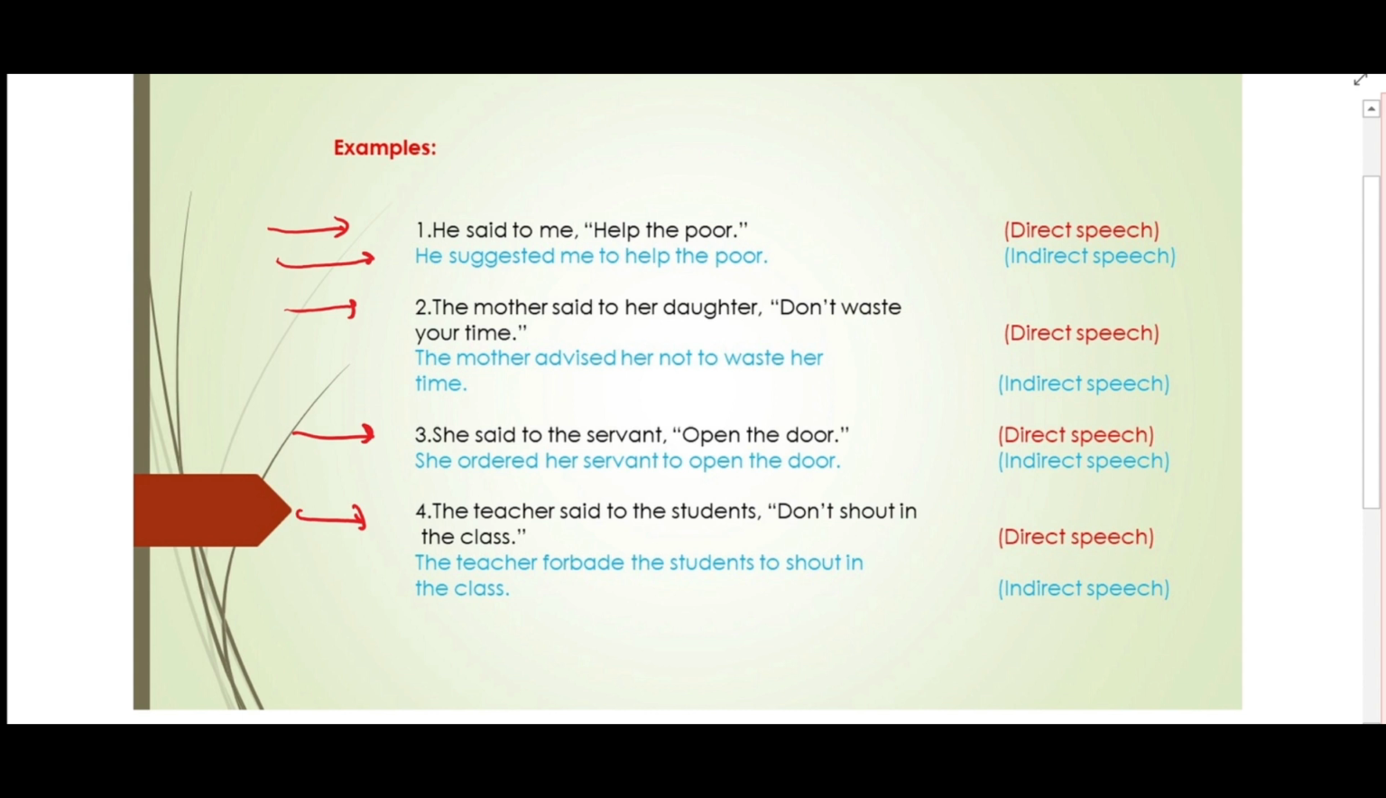Fourth and last example: the teacher said to the students, don't shout in the class. Again, this is a negative sentence and we have changed it into forbade. So the word said is changed into forbade. Now I told you that whenever we use the word forbade, we don't use the word not again in the sentence, because the meaning of not is already in the word forbade. So the sentence is, the teacher forbade the students to shout in the class. It does not mean that she is allowing her students to shout in the class. She is saying that do not shout, and the meaning of the word not is already in the word forbade.